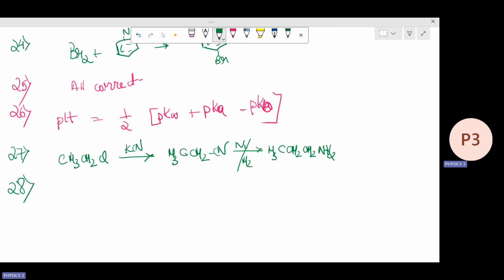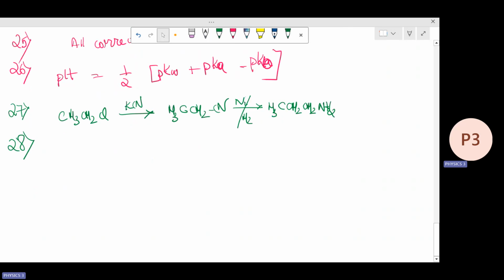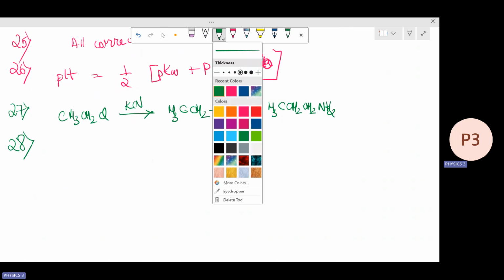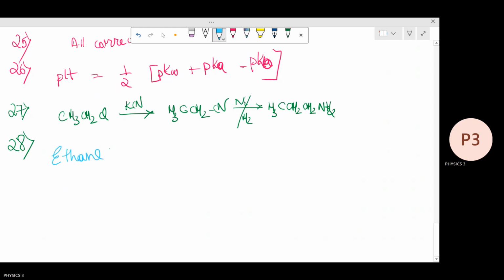Now question number 28. They're saying if ethane is burnt in excess of oxygen, the oxidation number of carbon changes by. So you are taking ethane and burning it in excess of oxygen. They're asking about the change. When we talk of ethane, 2x plus 6 multiplied by 1 gives 0, because ethane has 0 charge. So x will be minus 3.